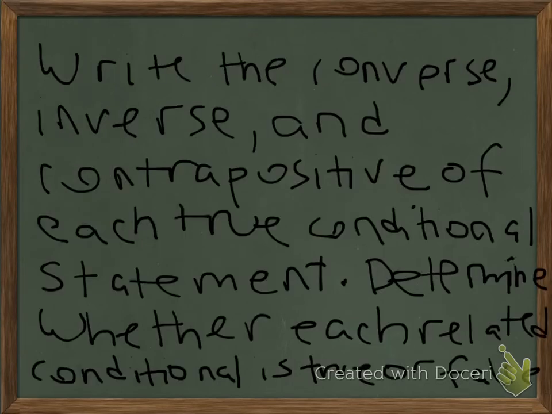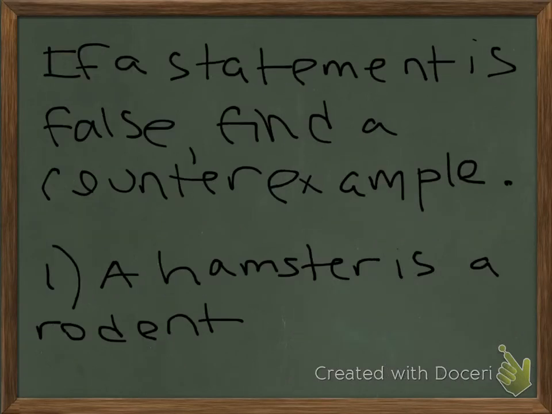Now we're going to work on the other conditionals, the related conditionals. So you have a converse of a statement, the inverse, and the contrapositive. So we're going to be given a statement, and we want to make sure it's in if-then form, and then we'll write each version of the conditional, and then we're going to determine whether each version of that is true or false. And then if the statement is false, we're going to find a counterexample. So the statement is a hamster is a rodent.